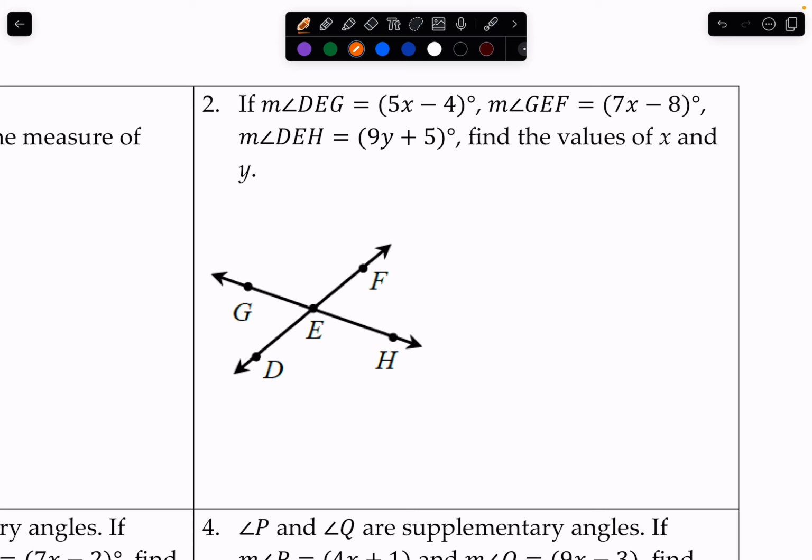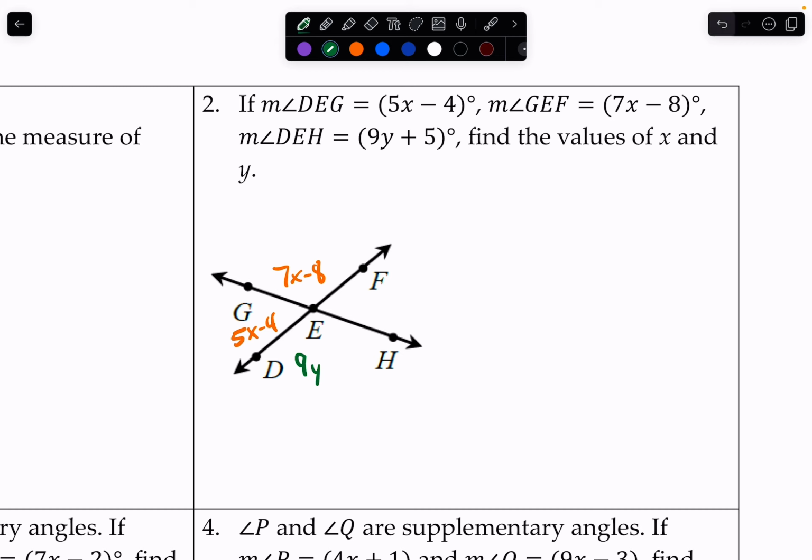Okay, the measure of angle DEG is 5x minus 4. So I need to find DEG on the picture. So I go from D to E to G. So that's going to be over here. That is 5x minus 4. And then I have GEF. GEF, that's going to be over here. And that is 7x minus 8. Finally, DEH, so that's down here, is 9y plus 5.